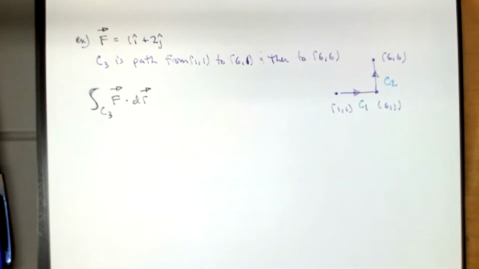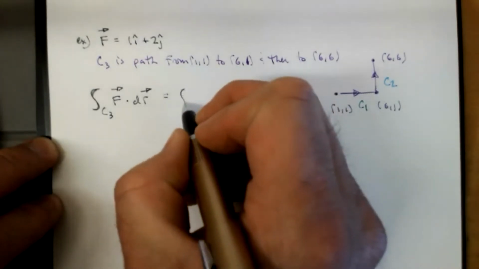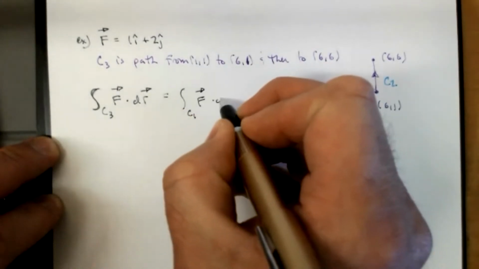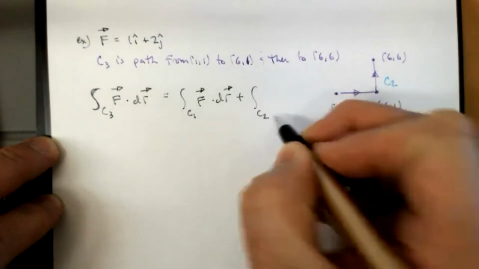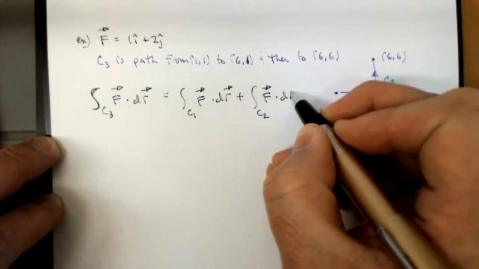Since C3 is just a path from 1,1 to 6,1, and then from 6,1 to 6,6, C3 is just a combination of C1 followed by C2. Just like we can with definite integrals, we can break up our line integral.